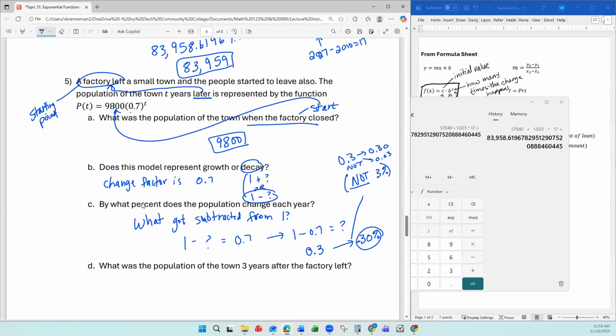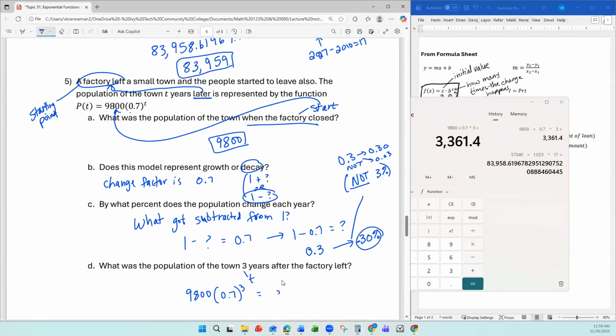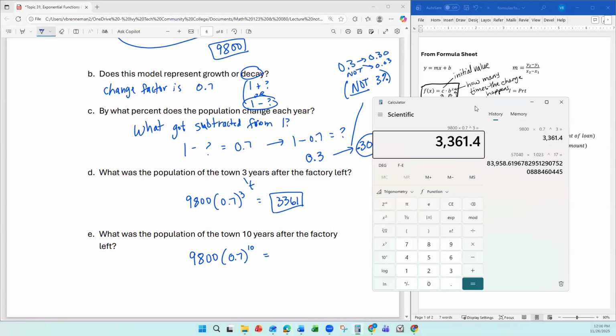All right, what was the population 3 years after the factory left? Plug in 3 for t, 9,800 times 0.7 to the third power. 3361. And then 10 years after the factory left, 9,800 times 0.7 to the 10th power. 277.